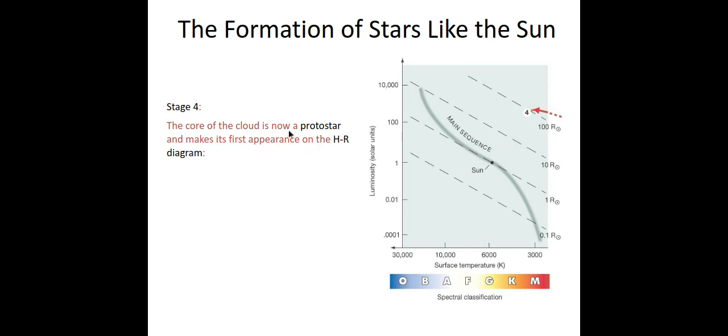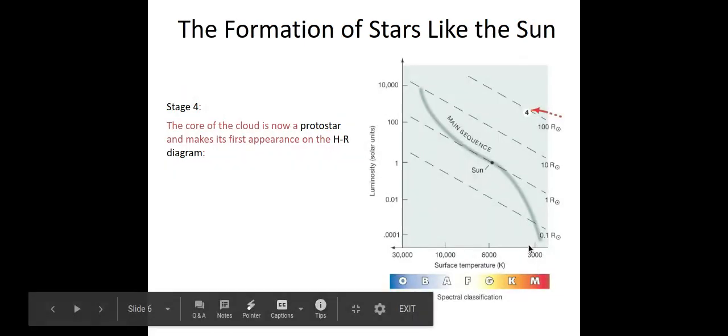So the core of the cloud is now a protostar. It makes the first appearance on the HR diagram. It's up here in the top right. It is in the top right because it is very large. So notice this is formation of stars like the sun. Notice this is 100 solar radii here. This is one solar radius. So notice the sun is sitting right on this line. So the protostar that formed the sun was 100 times the size.